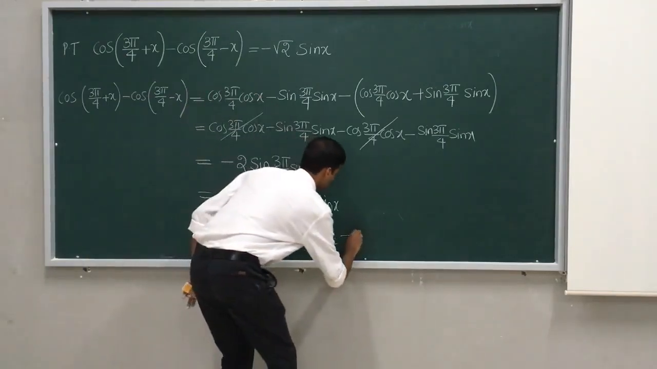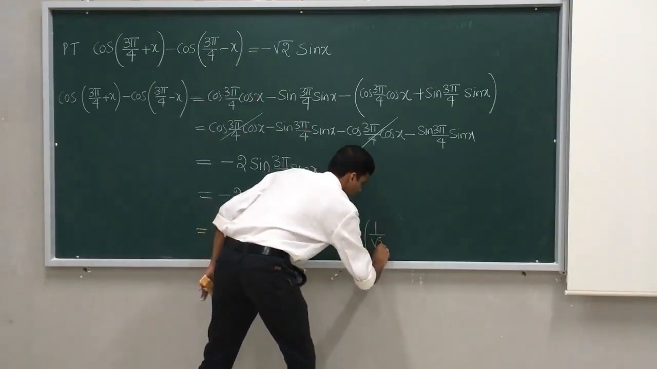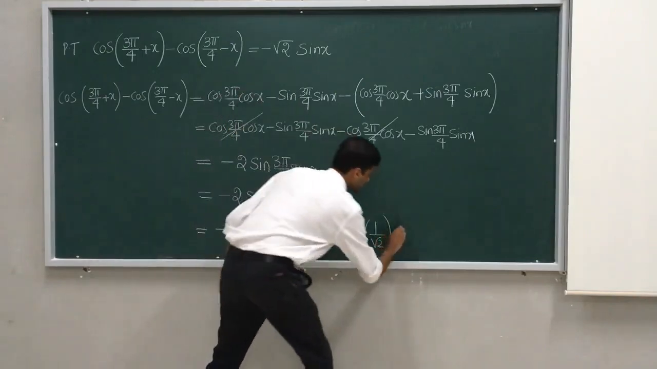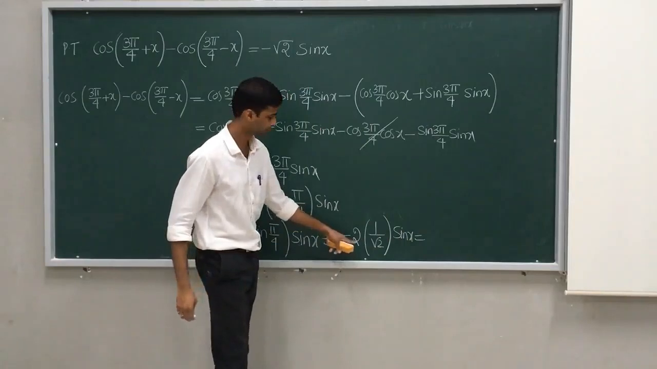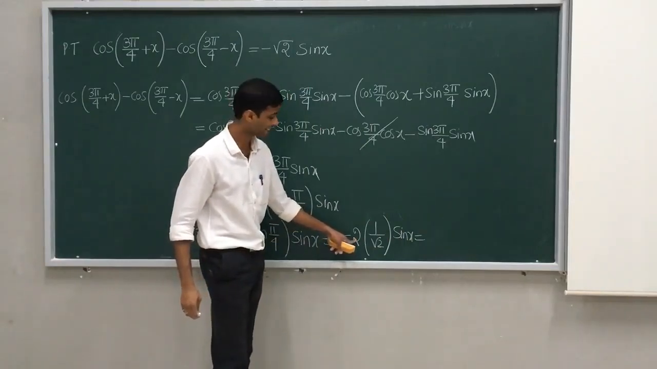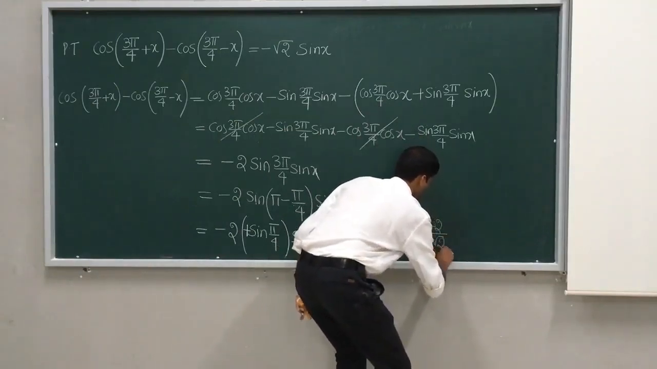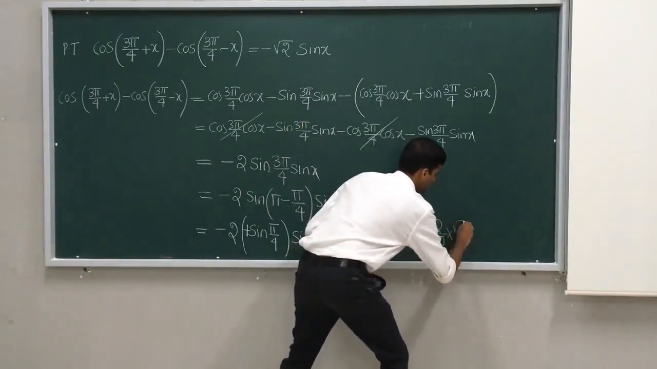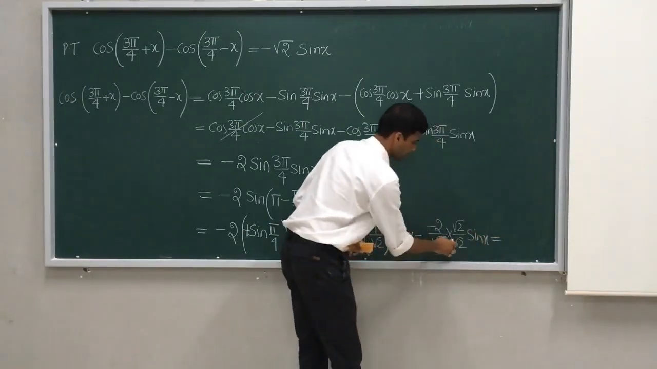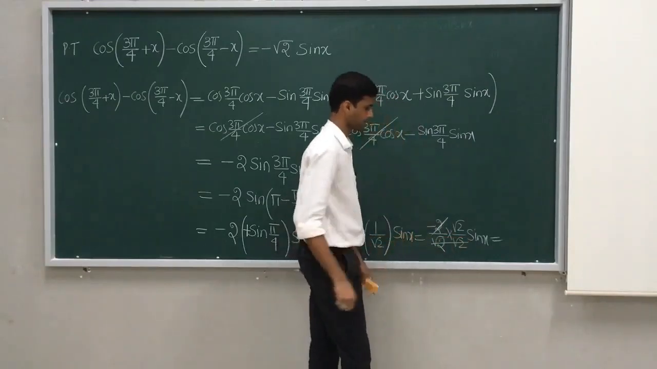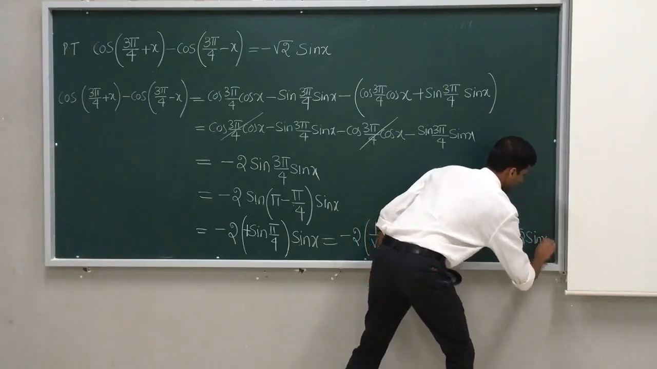So it is minus 2. Now I know the sine π/4 answer. That is 1 by root 2. Right? 1 by root 2 into sine x. But this is not my answer. I have minus 2, so it tells me to rationalize. It looks like minus 2 by root 2, right? I'll rationalize it by root 2 into sine x. Root 2 into root 2 is 2. This 2 will cancel with this 2. So I am left with minus root 2 sine x.